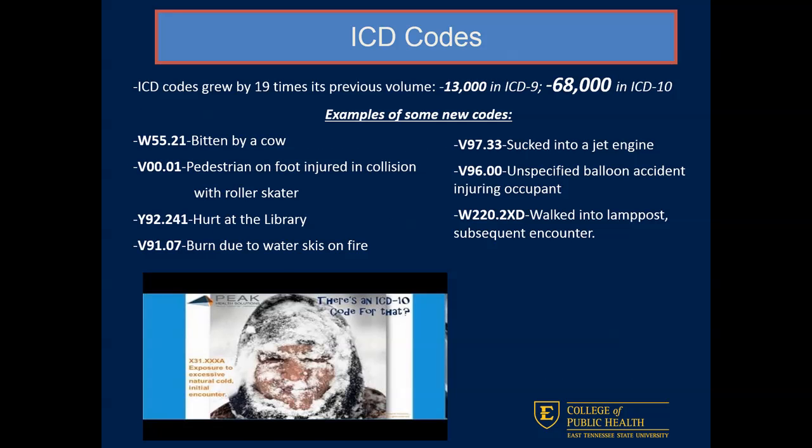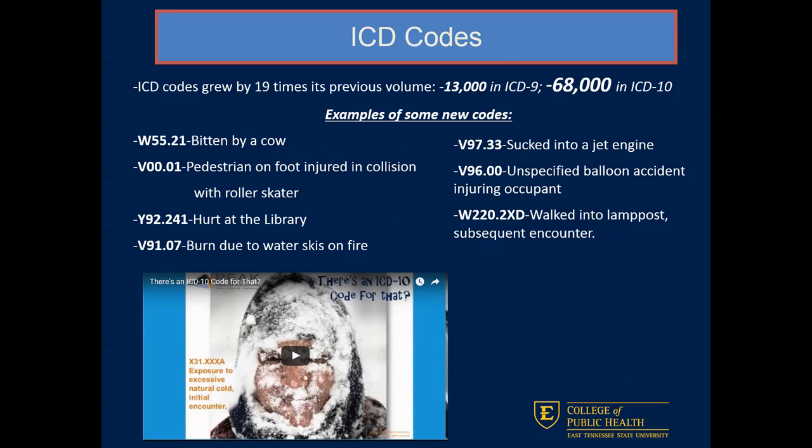And this is probably one of my favorite slides. I just threw this in there because it's funny to think about how ICD has grown over the past couple years, especially between ICD-9 and ICD-10. Between the two sets, the ICD codes grew about 19 times its previous volume. In ICD-9, we had about 13,000 codes. When ICD-10 came out, we had 68,000 codes that our providers now had to make themselves aware of.